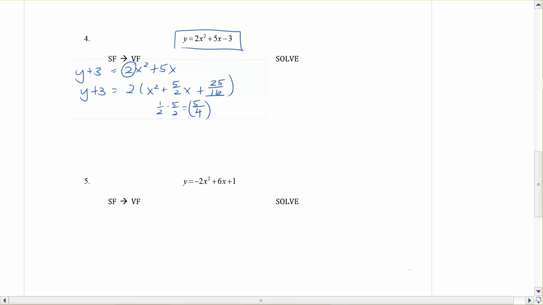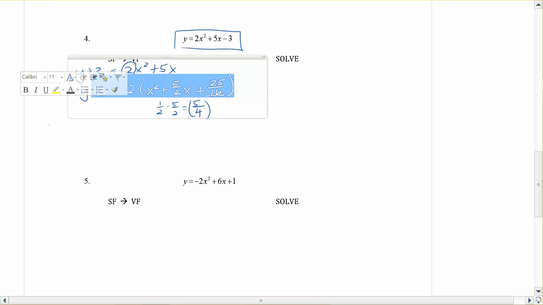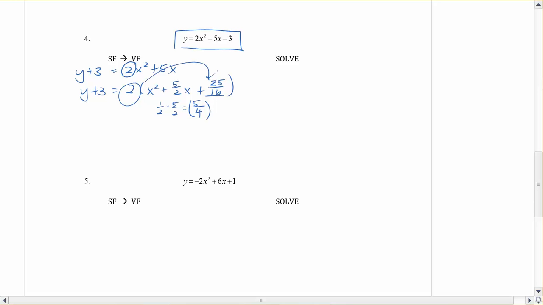So we need to put in 2 times 25 over 16. Since we put that in on the right side, I need to put whatever 2 times 25 over 16 is on the left side of my equation, and I need to add it to the left side. So again, you have to balance your equation. Whatever I put in on the right, I have to put on the left to make it balanced.